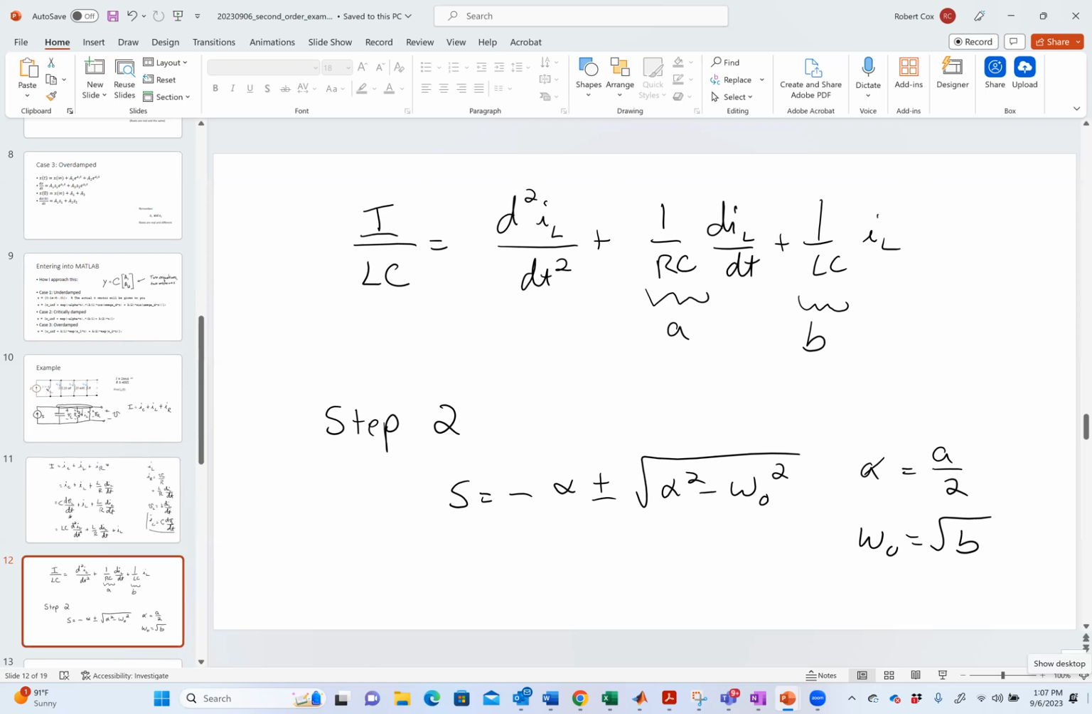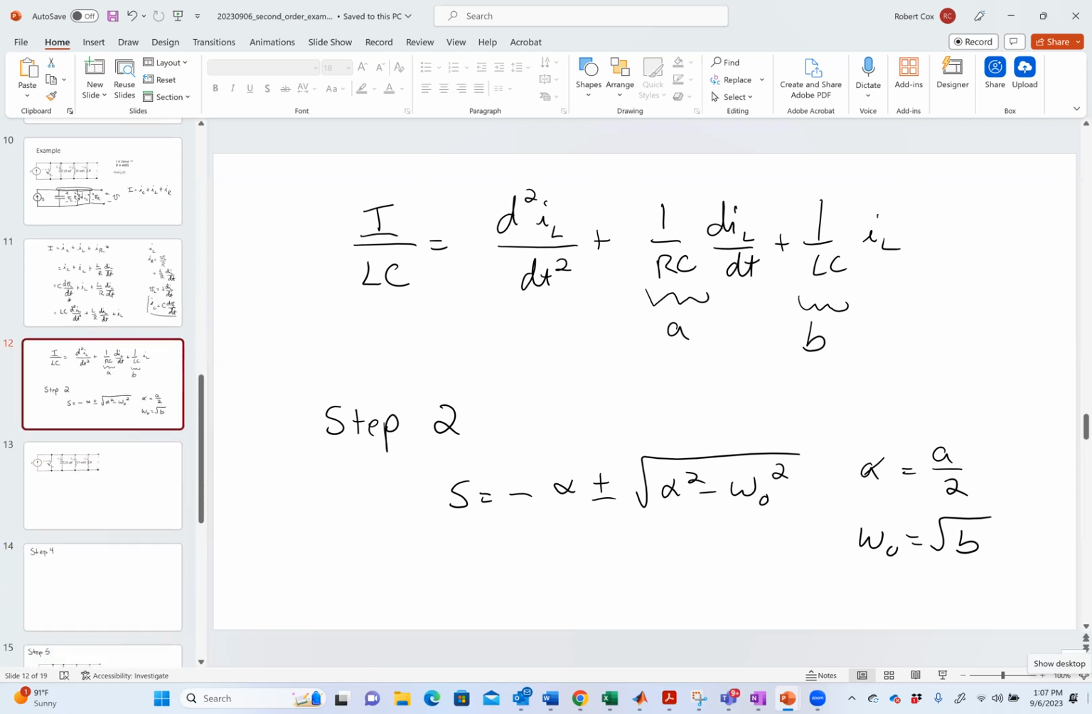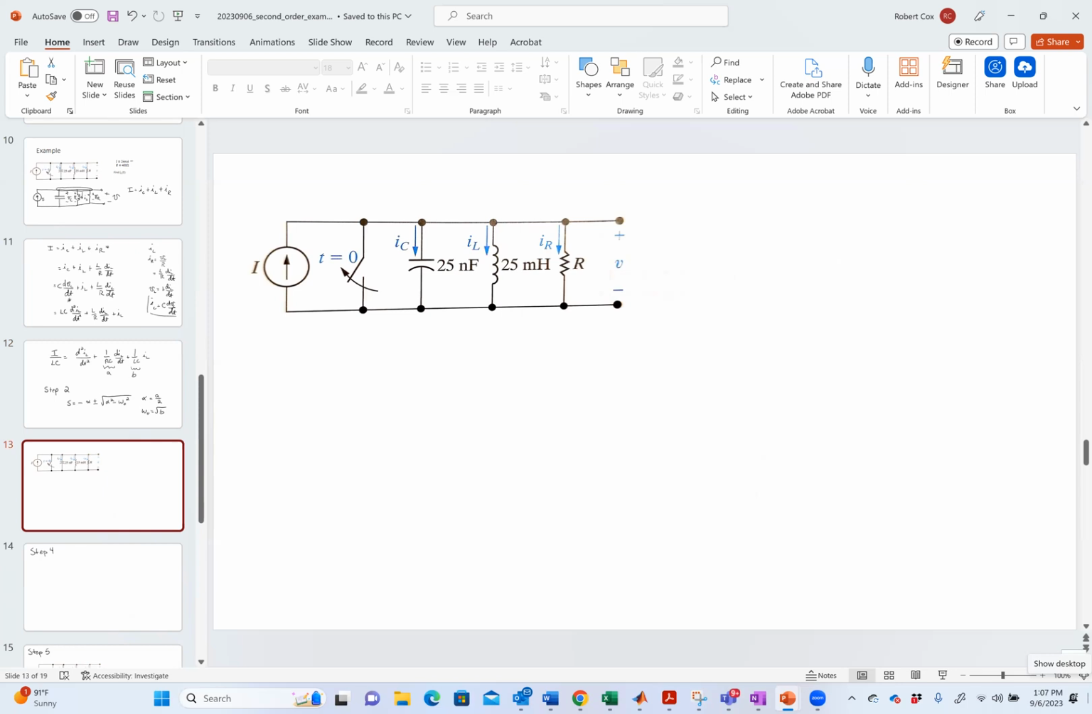What I want to do in the time that I have left is look at the final and initial conditions real quick. All right. So here's our circuit. My third step here, step 3, is to get for myself the final condition. All right. And the thing I care about is IL of infinity.